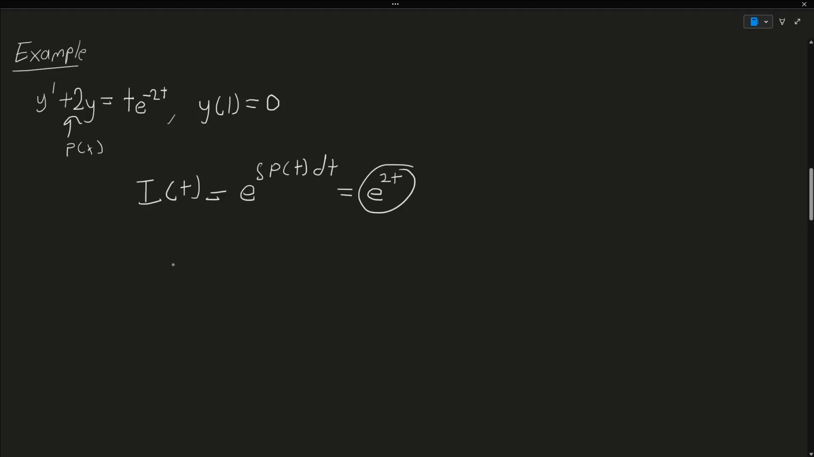This is very useful information because we will be able to multiply both sides with e to the 2t, and then we're going to solve this differential equation. So now let's multiply this with the differential equation. e to the 2t y prime plus 2e to the 2t y equals t times e to the minus 2t times e to the 2t. Well, e to the minus 2t and e to the 2t will cancel each other out, so we are just left with t on the right hand side.